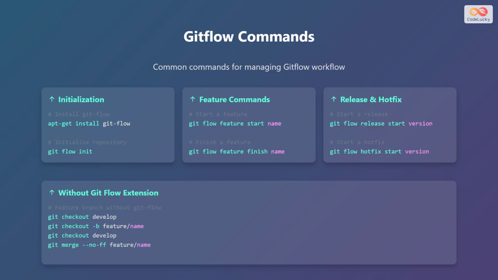Without the Gitflow extension, use git checkout develop, and then git checkout -b feature/name for new branch creation, followed by a merge using git merge --no-ff feature/name.